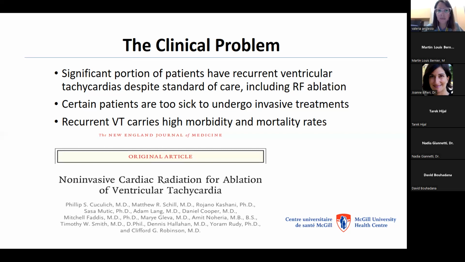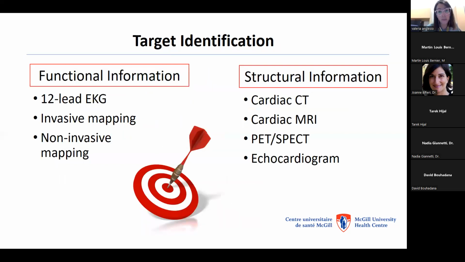As we discussed before, the scar is the critical area that allows the arrhythmia to perpetuate. To identify this region, we use functional information, which refers to electrical information such as ECG, invasive mapping, and non-invasive mapping, and structural information that includes different types of cardiac images to localize the scar.